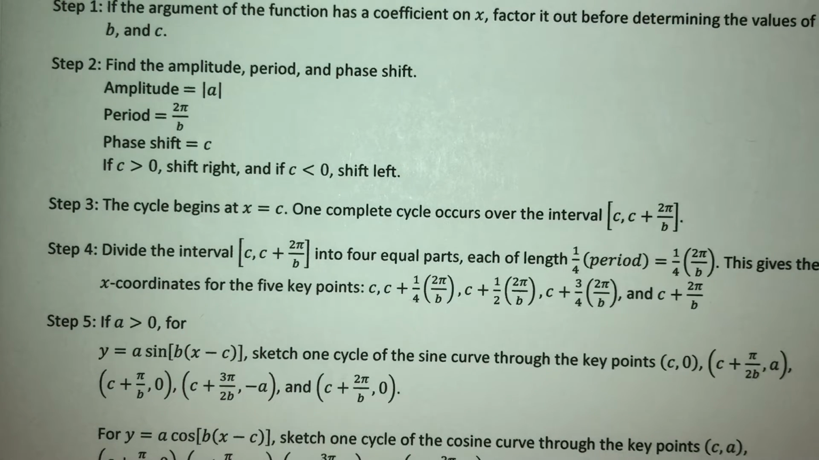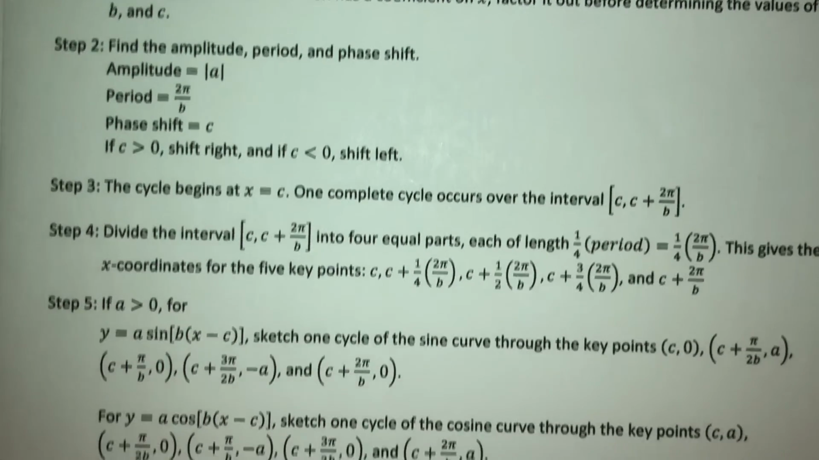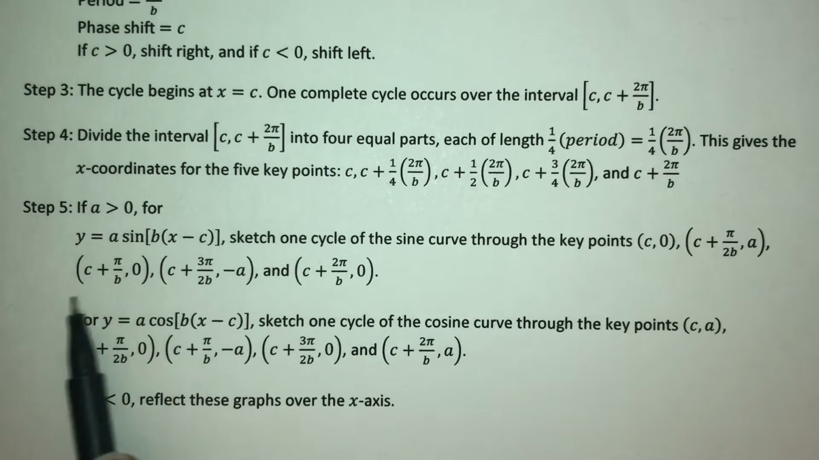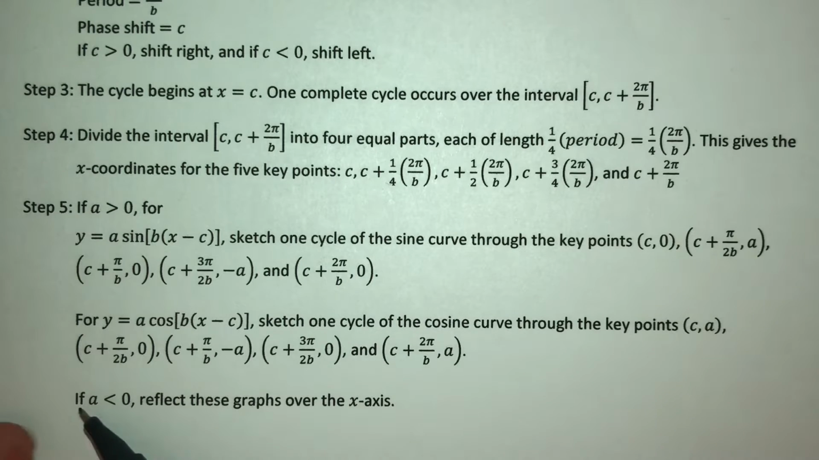Then we will plot our 5 points. It's going to follow the same basic pattern as everything we've been doing. And then if we must, at the end, if our a value is negative, we will reflect it over the x-axis.